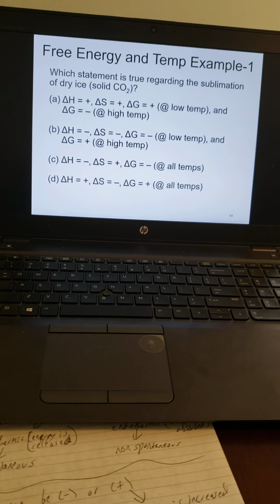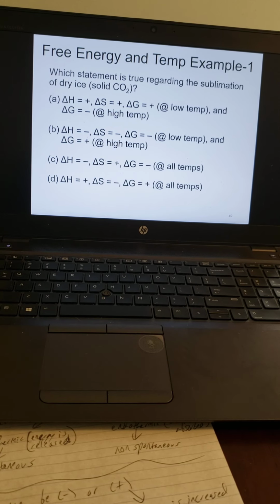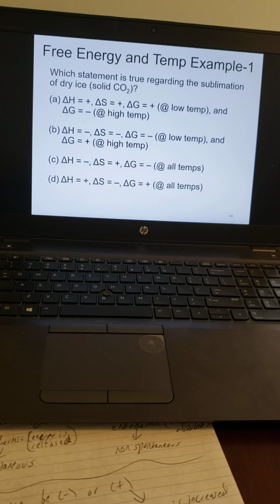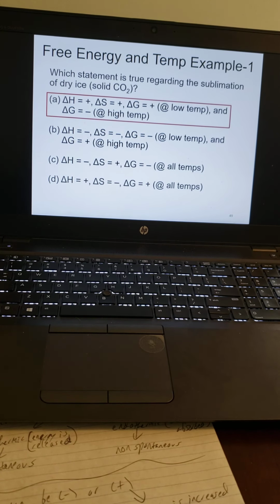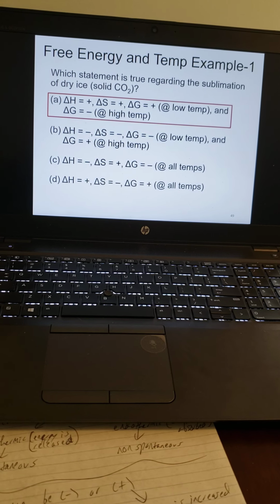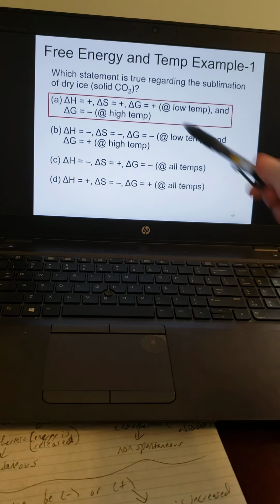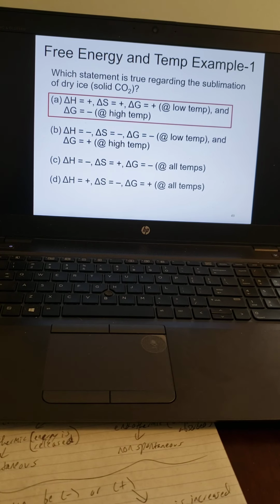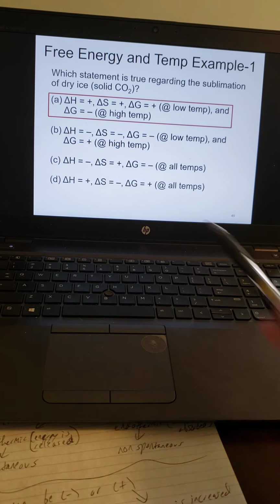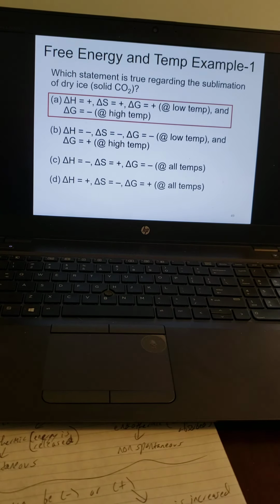All right. But if we're going from a solid to a gas, that means we've dramatically increased the entropy, which means delta S has to be positive. Which means we know that it's got to be A. And since they have the same sign, that means that temperature is going to matter. At low temps, delta H is going to decide the spontaneity, and delta H says it's not. So it's not going to be spontaneous, and it's going to have a positive delta G at low temperatures. But at high temperatures, delta S gets to decide, and a positive delta S means it's spontaneous, which means delta G is going to be negative at high temperatures.